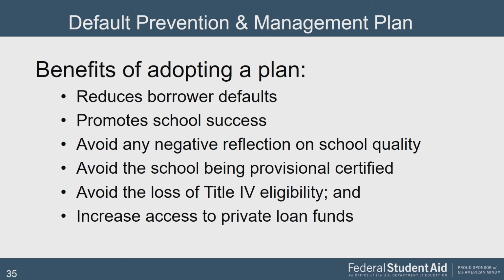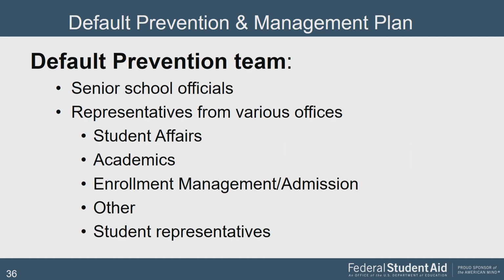Of course, if you're doing good, they don't kind of mention it. They say other schools. If you're not doing well, you're at the top of the list. So your school image becomes important. Why is that important? Your enrollment folks sitting in that task force, they ought to be concerned with the school's image. If we're going to talk about enrollment, avoid the school being provisionally certified. You don't want to do that. You want to avoid those things. And of course, benefits. Avoid the loss of Title IV eligibility, increase access to private loans, et cetera, et cetera.